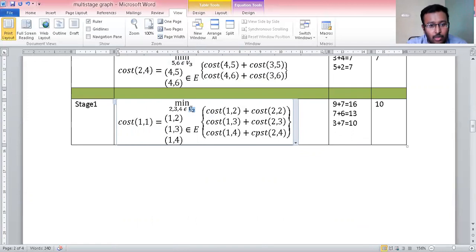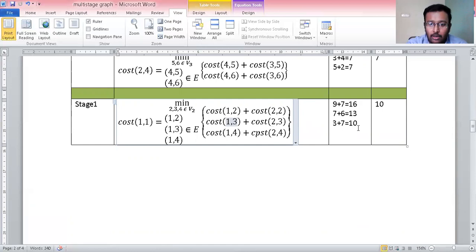Now in stage 2, what are the other vertices present? 2, 3 and 4. From the graph, I know that from vertex 1 there is an edge to 2, from vertex 1 there is an edge to 3, and from vertex 1 there is an edge to 4 also. So I'm proceeding with the calculation. I'm going to calculate the cost of the edges 1 to 2, 1 to 3, 1 to 4. In the same way, I'm going to find out the cost of vertex 2 at stage 2, vertex 3 at stage 2, and vertex 4 at stage 2.